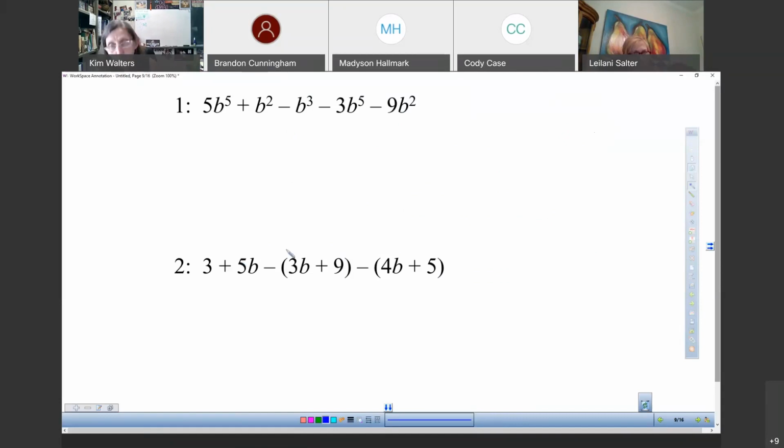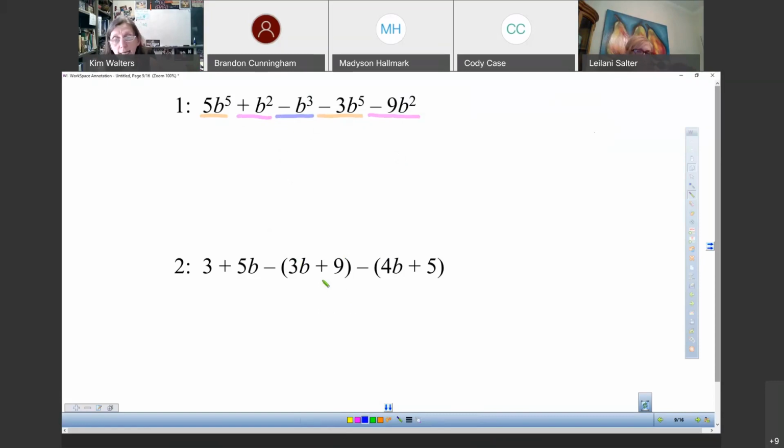So I'm going to go through and underline the ones that are like. So b to the 5th is like this b to the 5th. Notice the number in front of this one is a 5 and this one is a -3. So make sure the sign goes with it, okay? Then I have a b to the 2nd power. Well, there's another b to the 2nd power, and it's a -9b to the 2nd power. And then finally, I have this little b to the 3rd power that doesn't have any like terms, okay?